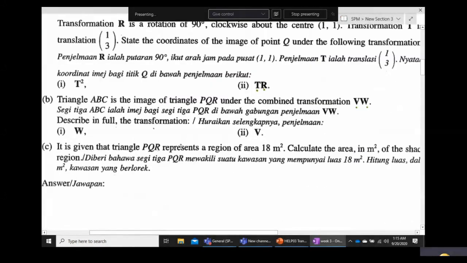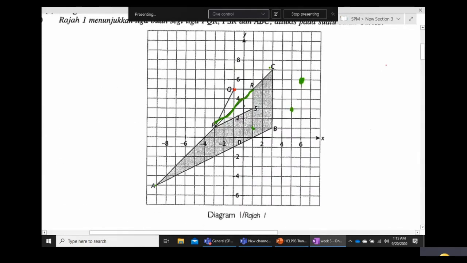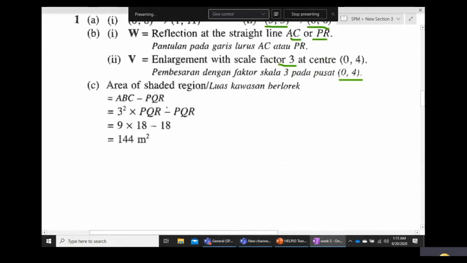Now let's see what is given to us. PQR is 18. The small one is PQR. So we calculate the ABC. ABC is actually this one. We take the scale factor, square, multiply with PQR, 18. Then minus the 18. So you write properly. In the exam, write properly. You don't have to write in one shot like this. You can write something like this.